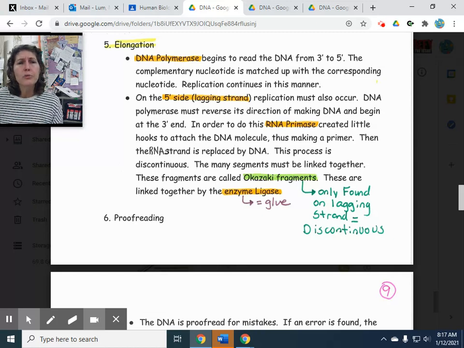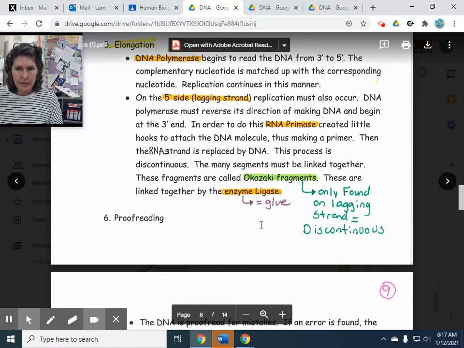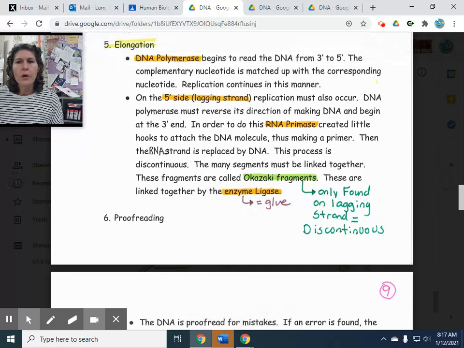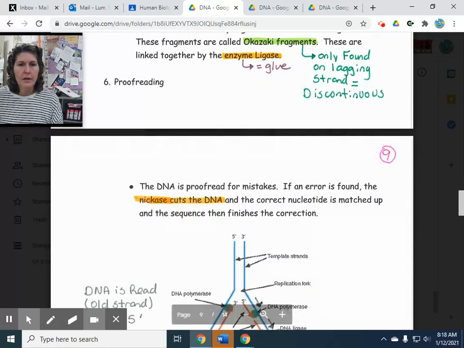In order to glue those Okazaki fragments together, I'm going to rely upon one more enzyme, and it's called ligase. Ligase is kind of the glue. It's going to glue together those DNA portions, those fragments that I have on my lagging strand. So it's only used on my lagging strand because it's going to be discontinuous.